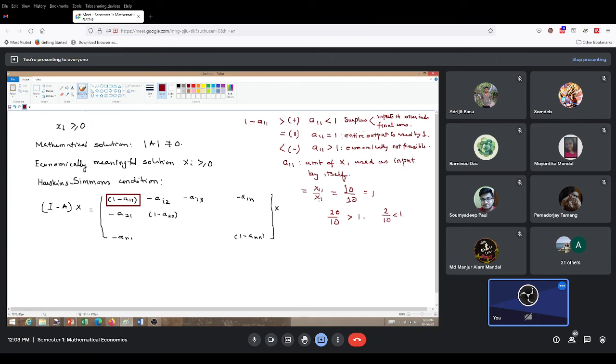Right? So, in order to get an economically meaningful solution, what should be the value of this? This should be positive. This was the first Hawkins-Simon condition. So, you just need to know this part and understand this part. I'm going to state the remaining part of the Hawkins-Simon condition, which is as follows.